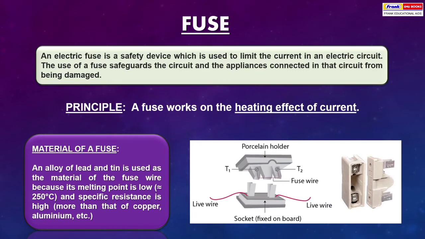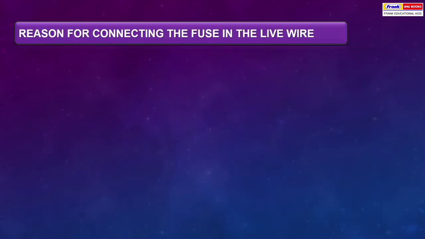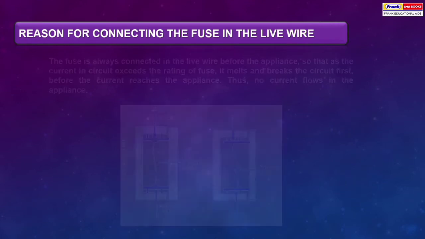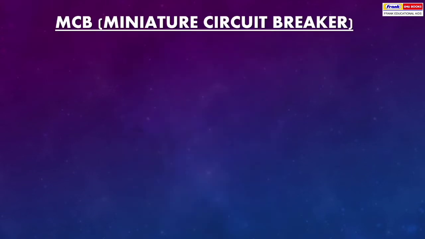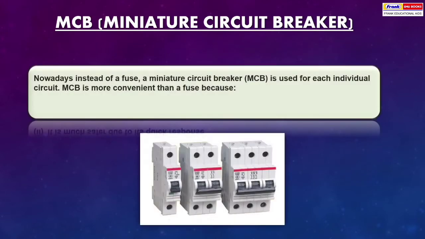Material of a fuse: an alloy of lead and tin is used as the material of the fuse wire because its melting point is low, that is around 250 degrees Celsius, and specific resistance is high, more than that of copper, aluminium, etc. Reason for connecting the fuse in the live wire. The fuse is always connected to the live wire before the appliance, so that as the current in the circuit exceeds the rating of the fuse, it melts and breaks the circuit first, before the current reaches the appliance. Thus, no current flows in the appliance.